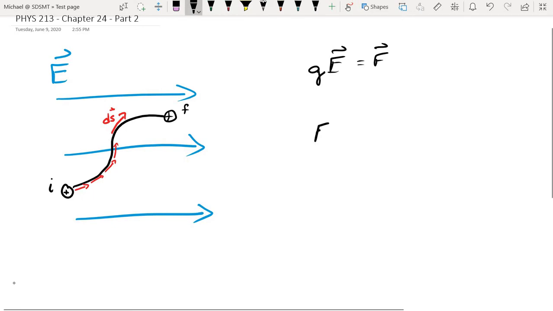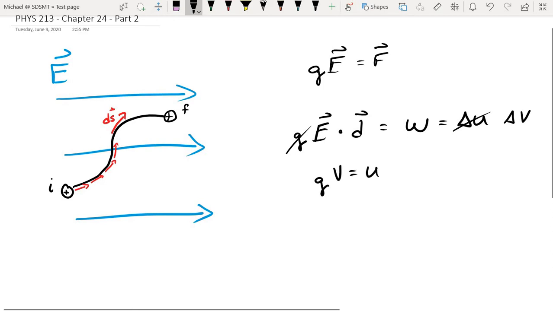And it is our job to figure out how much work is going to be done in this system, hence the change in potential energy, because that will tell us how much the electric potential in the system will change. And the reason I've crossed out that Q value is because the only difference that we have in the definitions of electric potential energy and electric potential is that charge value.